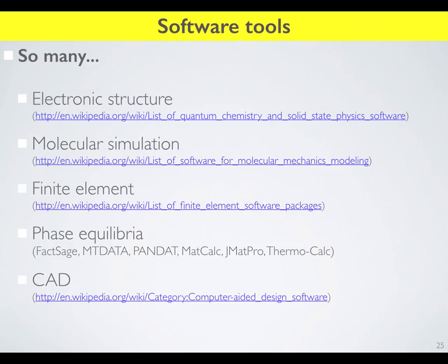So as to particular software packages, what's available? At the electronic level, there are just so many. I started to list them here and realized it was a futile effort; the list would be about 6 feet long. So instead, I'm just going to refer you to the Wikipedia page, where there's a list of quantum chemistry, so Hartree-Fock, DFT type software packages. Similarly for molecular simulation, there's a vast number of packages available, and for finite element.